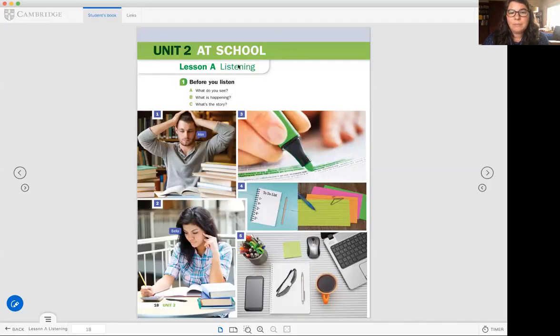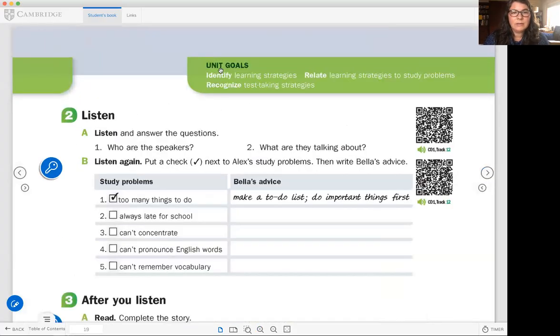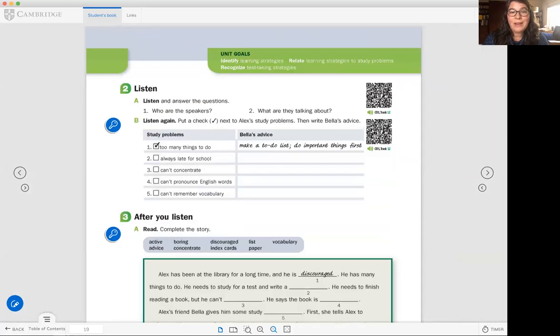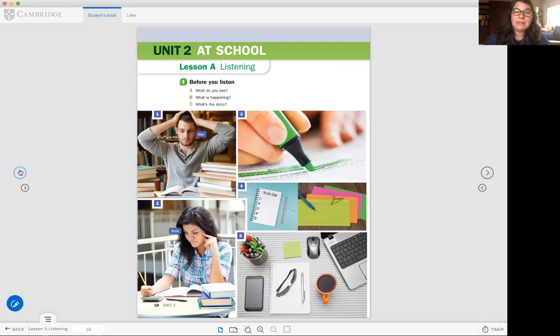Okay, Unit 2. And before we start the listening, we'd like to show you the goals for the unit. This is why we're studying this, is to identify learning strategies and to relate learning strategies to study problems and to recognize test-taking strategies. Basically, strategies are good ideas that help you get better. So the goal for this unit is to learn how to study better. Maybe you have some problems studying, and this might give you some answers or suggestions on how to study better. So let's take a look.